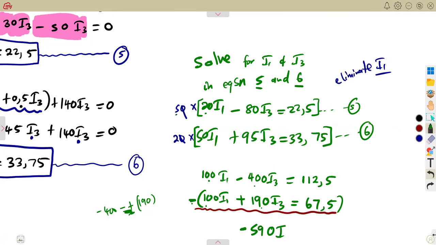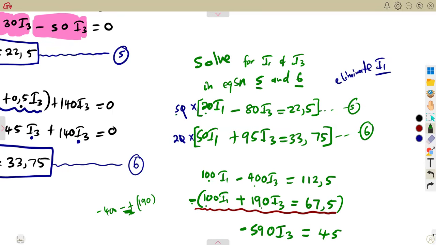So minus 590 I3, which is equal to, do the same thing, this minus this. So you're going to subtract 112.5 minus 67.5. That's going to give us 45 there. Make sure that you subtract properly. In this case, you must be careful also on your calculator, the way that you simplify.